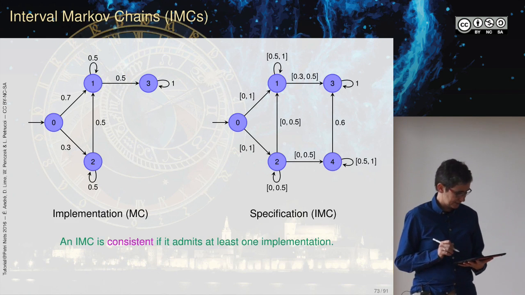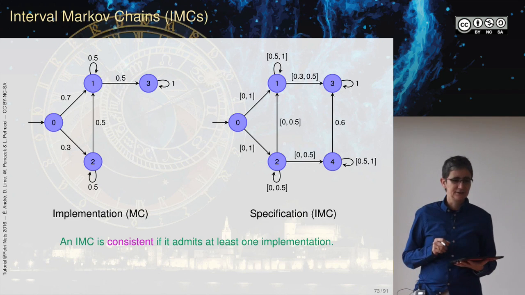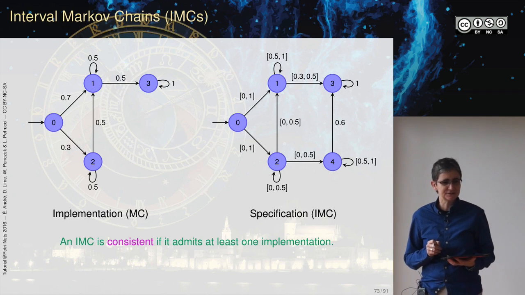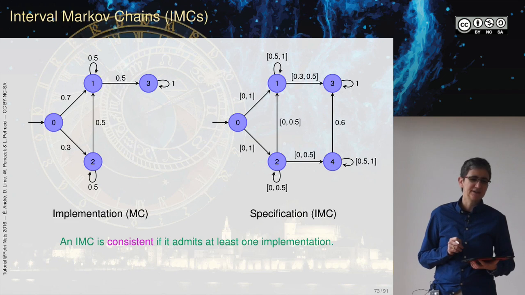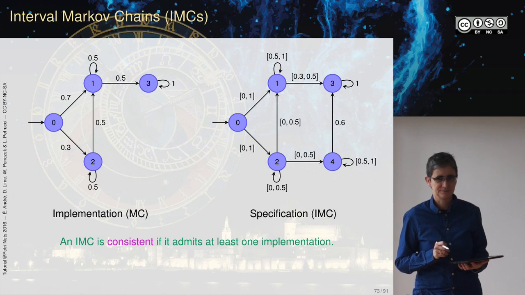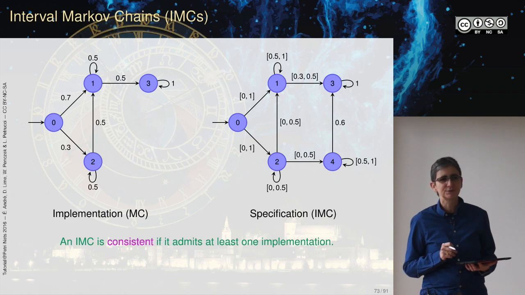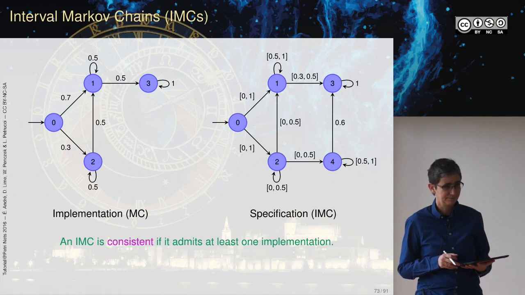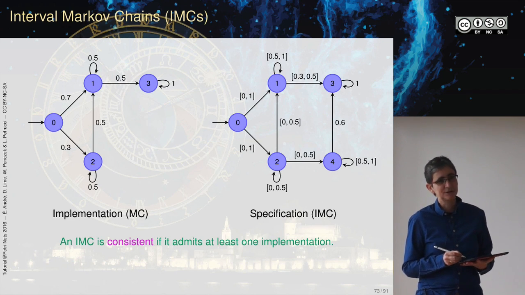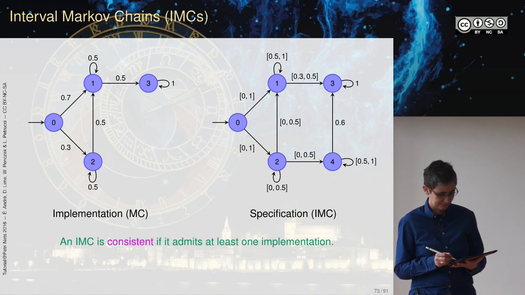Okay. So we say that an interval Markov chain is consistent if it admits at least one implementation. And the consistency property is the most important property we'll have here. So we'll look at it in detail in the following.